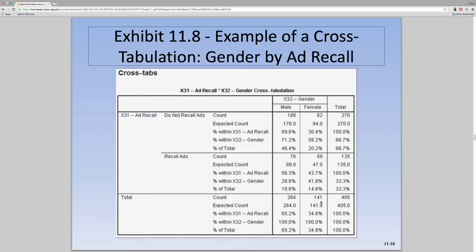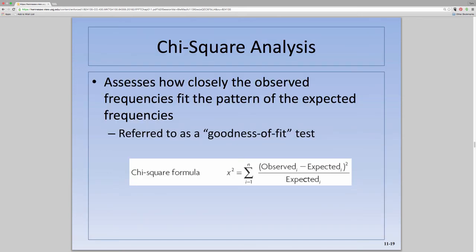So now the question is, hey, okay, given that, is there a difference? The higher percentage of males in the recall ad group is due to the fact that more males than females were interviewed in the study. And this bottom row tells us that. So the next thing that we need to do to find out if there is an interaction is to run that chi-squared test. If we want to assess how closely the observed frequencies fit the pattern of the expected frequencies, we're going to use the chi-squared analysis.